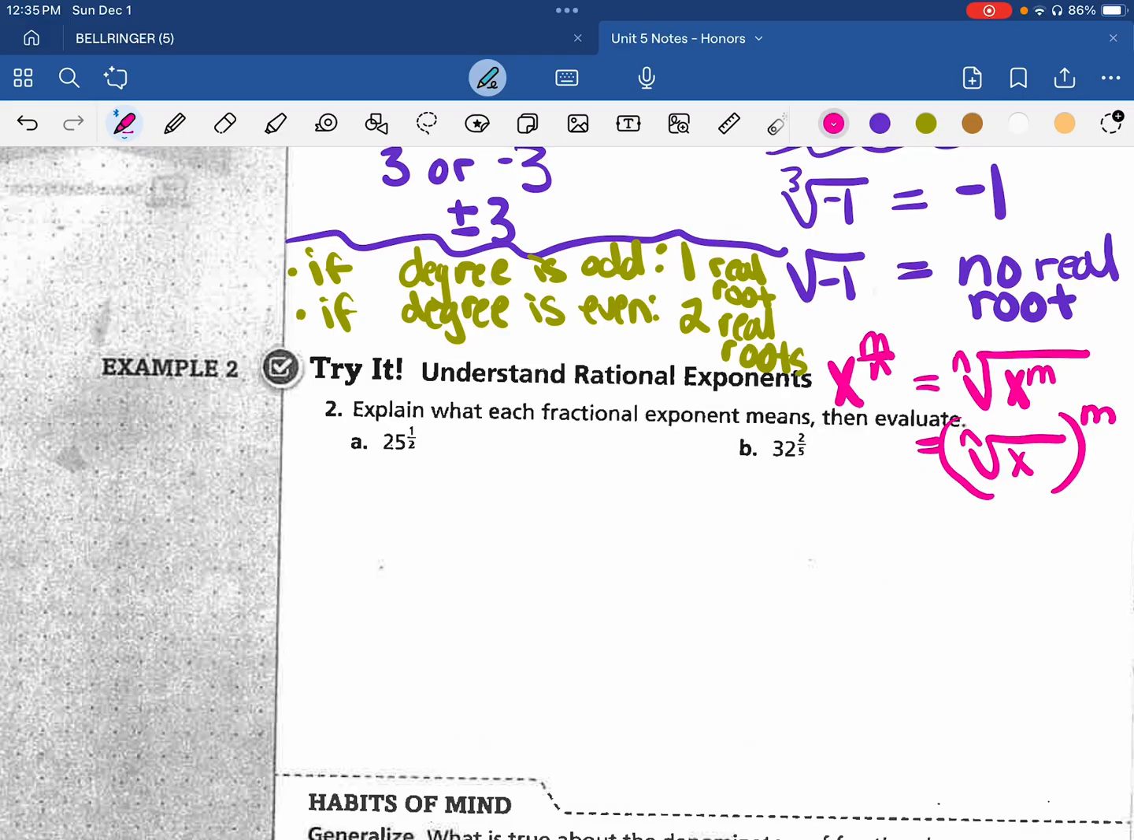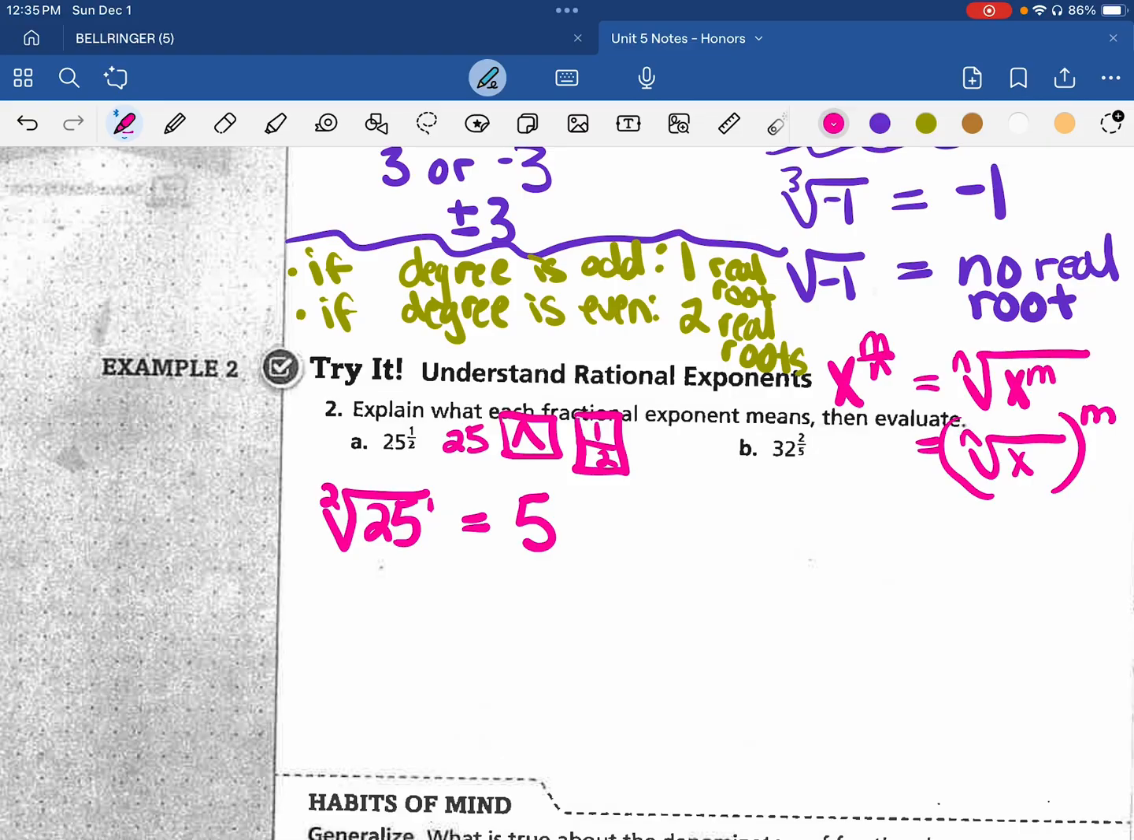And again, if it says evaluate, you can use your calculator. You can just do 25, arrow up, and then your fraction button, 1/2. But this is quick enough to do in your head because all it means is the square root of 25 to the first power, which is 5, or -5. But it did not say find all the real roots, so you are okay just saying 5. That's really the principal square root.